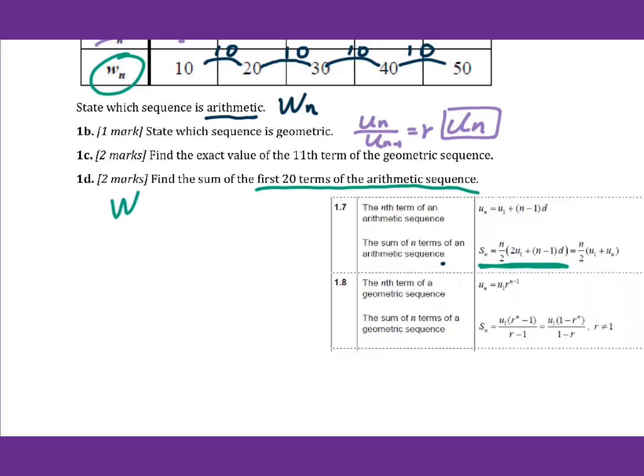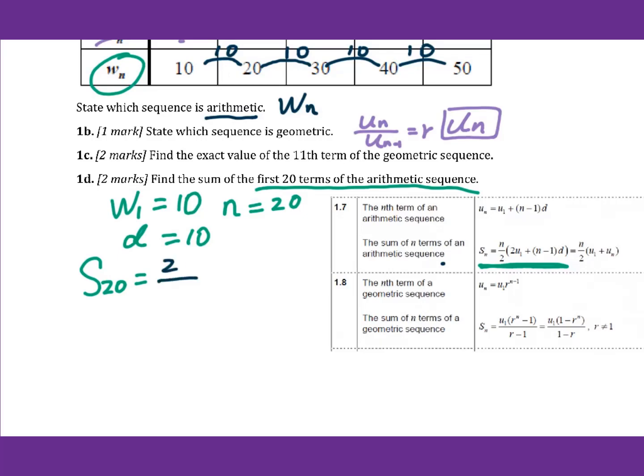We are given the first term equals 10 and n equals 20. The common difference is 10. Therefore, S sub 20. For this formula, every single n changes into 20.